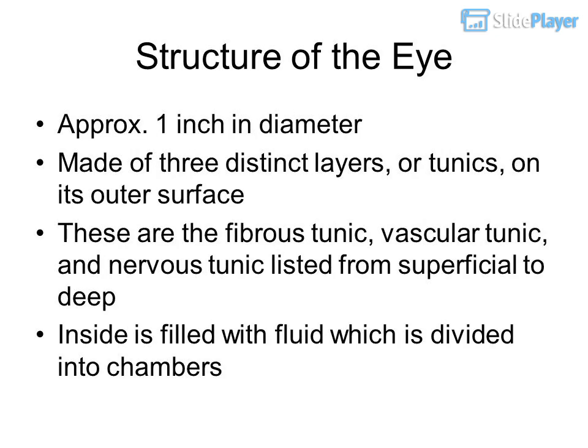Structure of the eye. The eye is approximately 1 inch in diameter. It is made of 3 distinct layers, or tunics, on its outer surface. These are the Fibrous Tunic, Vascular Tunic, and Nervous Tunic, listed from superficial to deep. The inside is filled with fluid which is divided into chambers.